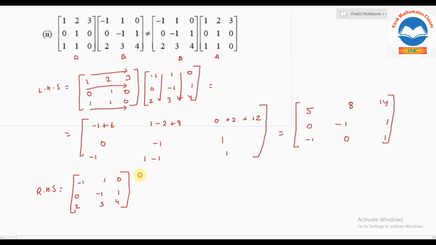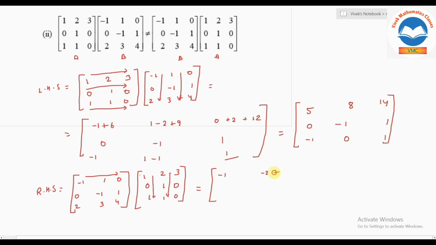This we need to multiply with another 3 cross 3 matrix, that is 1 2 3, 0 1 0 and 1 1 0. So multiply this. What we will get? First we will multiply first row and first column. So what we will get? Minus 1 into 1 will be minus 1, 0 into 1 will be 0, and 0 into 1 will be 0. Next, first row and second column will multiply. So multiply this. What we will get? Minus 1 into 2 will be minus 2.